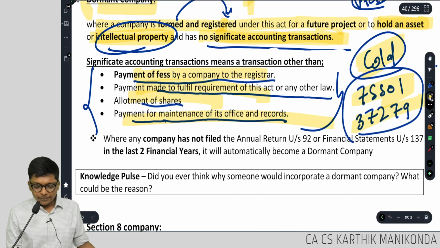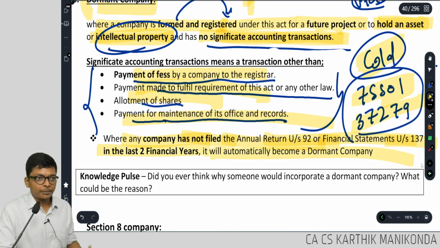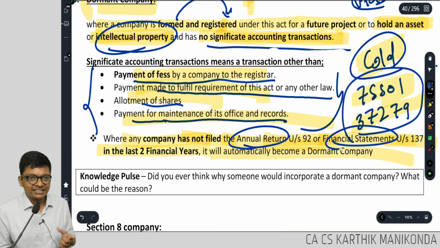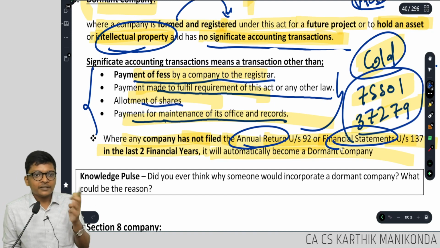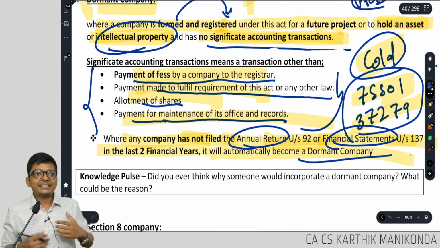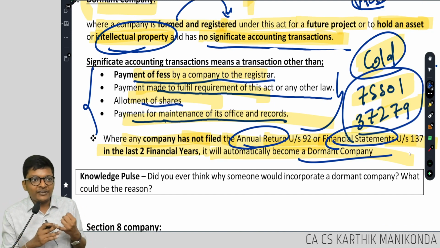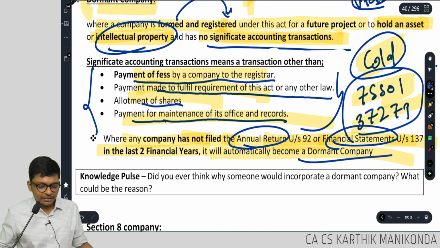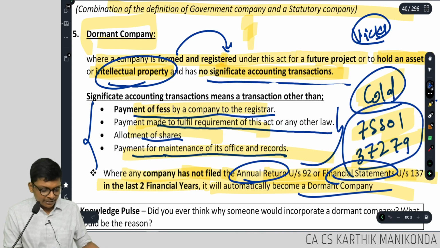And a company becomes dormant where a company has not filed annual return or financial statements in the last 2 years; it will automatically become a dormant company. This you will learn later. What is annual return? What is filing of FS? Every company should file every year. If they don't file for 2 years, then you will become a dormant company. Let's say Tata has not filed FS and annual return for 2 years, it will become a dormant company. That means you are not giving updates to MCA. Clear, guys?